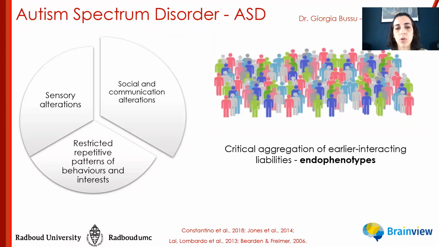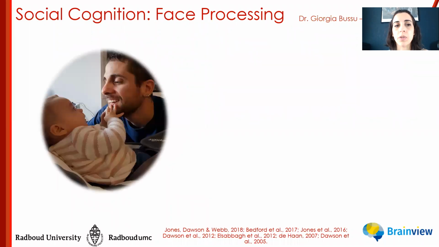A recent framework suggests that ASD is a syndrome emerging from a critical aggregation of early interacting liabilities that can be best described as endophenotypes, namely quantitative and heritable traits that can be measured continuously in the general population. Face processing represents one of the most promising candidate endophenotypes for ASD development. In fact, infants who go on to develop autism show altered social behavior already in the first year of life, seen, for instance, in reduced interest in looking at faces.